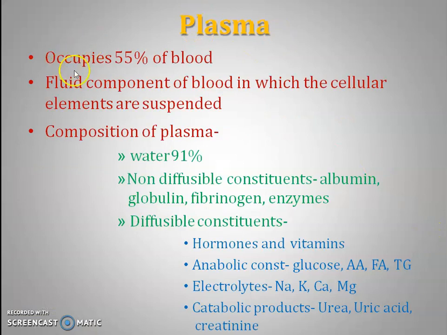Plasma. It occupies 55% of the blood, the fluid component of blood in which the cellular elements are suspended. Composition of plasma: water 91%, non-diffusible constituents are albumin, globulin, fibrinogen, then enzymes. Diffusible constituents are hormones and vitamins. Anabolic constituents are glucose, amino acids, fatty acids, triglycerides. Electrolytes are sodium, potassium, calcium, magnesium. Catabolic products are urea, uric acid, and creatinine.